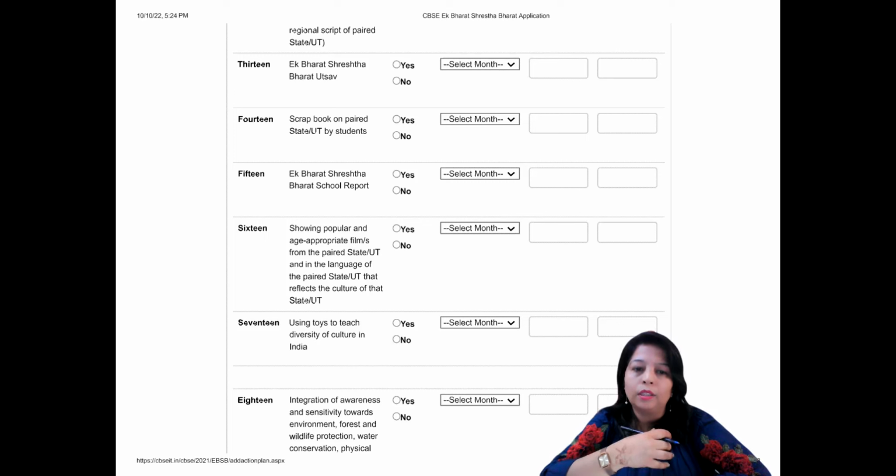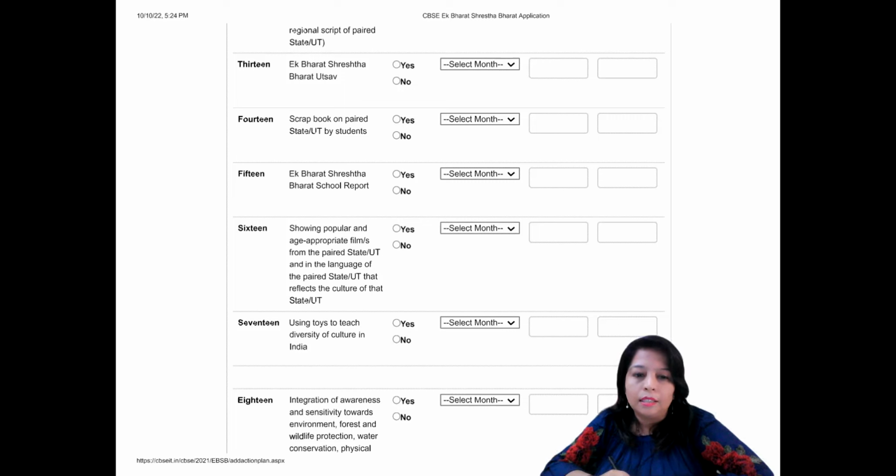Next is using toys to teach diversity of culture in India. Trash to treasure, that kind of activity can be conducted by the art and craft teacher. So the same can be conducted. You can explore the website also, arvindguptatoys.com. A number of toys are available that the students can make from trash. So this activity is to be conducted by the art department.